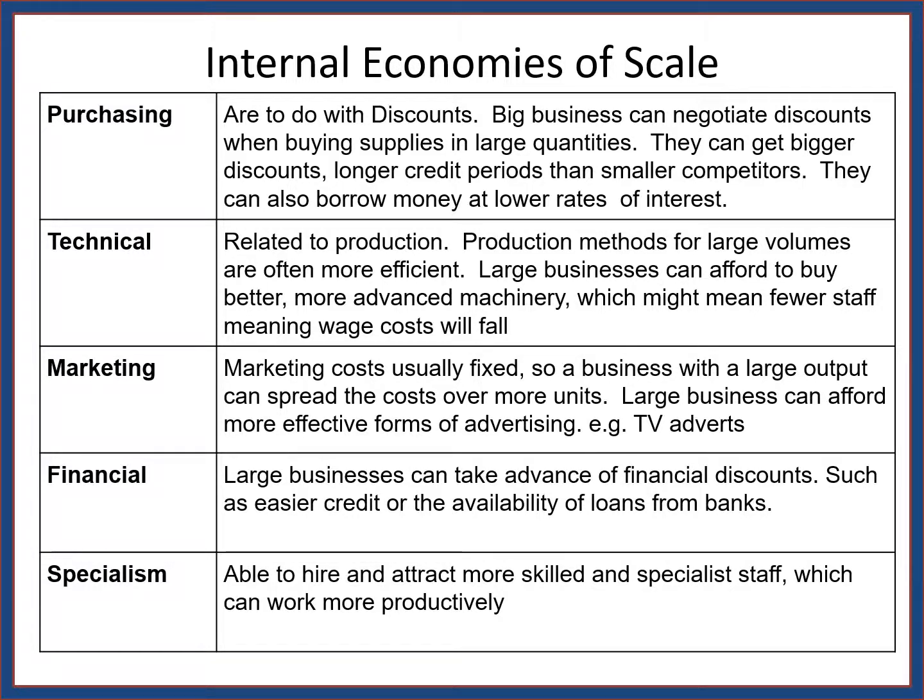Purchasing is to do with discounts. Big businesses can negotiate a bigger discount when buying supplies in large quantities. They can get bigger discounts, longer credit periods than smaller competitors, and they can also borrow more money at lower rates of interest. Think about Kellogg's. If a little shopkeeper wanted to buy a box of Kellogg's, they don't have a lot of buying power. They're going to say, right, well, I'd like to buy 5 boxes or 10 boxes. Kellogg's won't really give them any kind of discount.